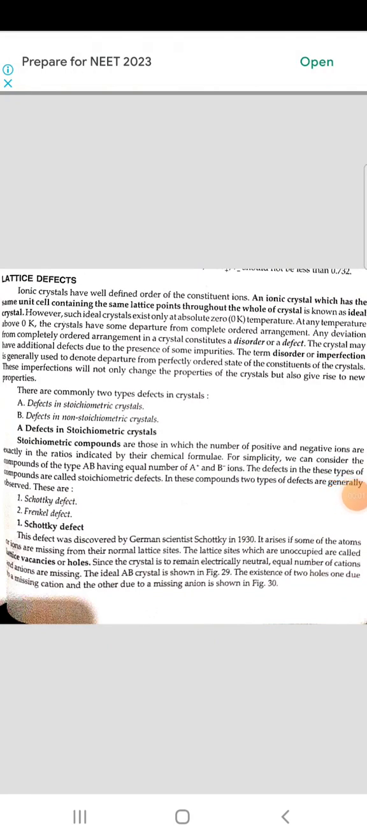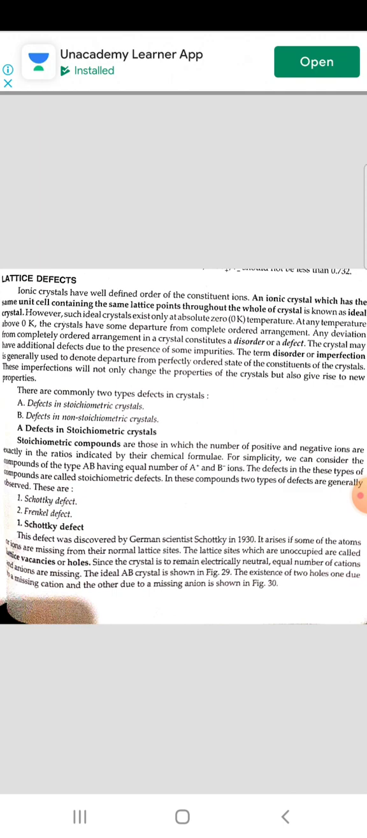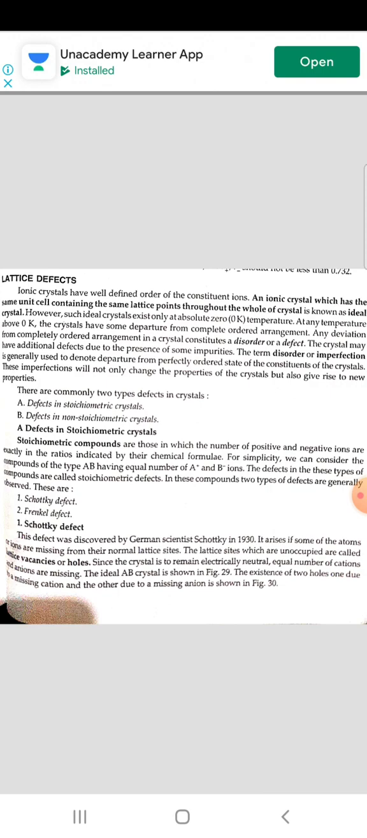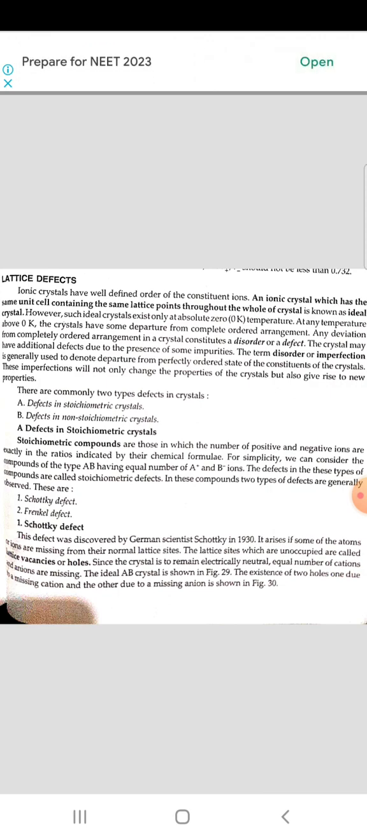I'm telling you about lattice defects. Ionic crystals have well-defined order of the constituent ions. An ionic crystal which has the same unit cell containing the same lattice points throughout the whole of the crystal is known as an ideal crystal. However, such ideal crystals exist only at absolute 0 Kelvin temperature. At any temperature above 0 Kelvin, the crystals have some departure from completely ordered arrangement. Any deviation from completely ordered arrangement in a crystal constitutes a disorder or a defect.